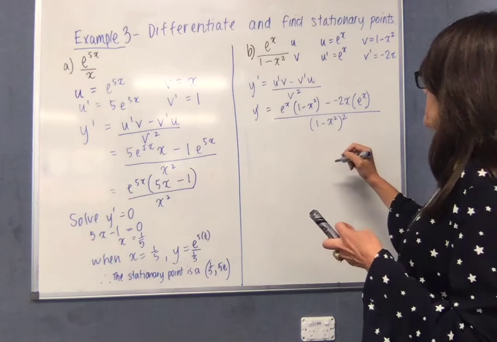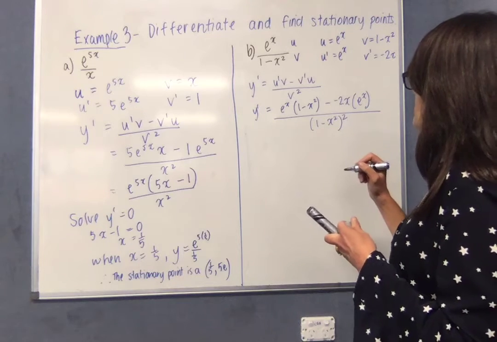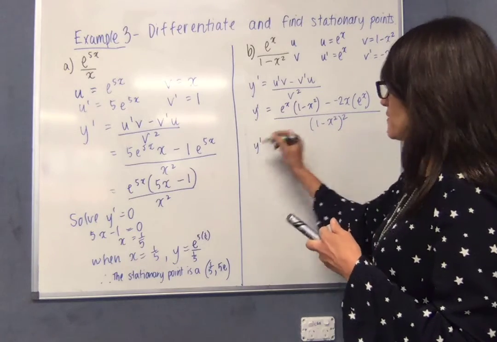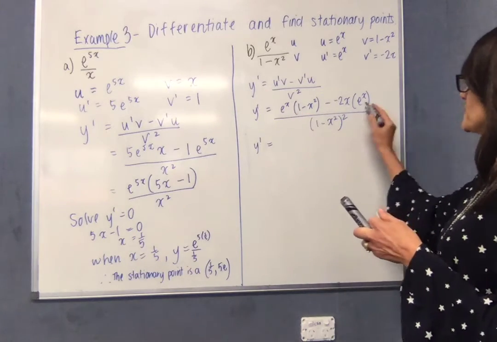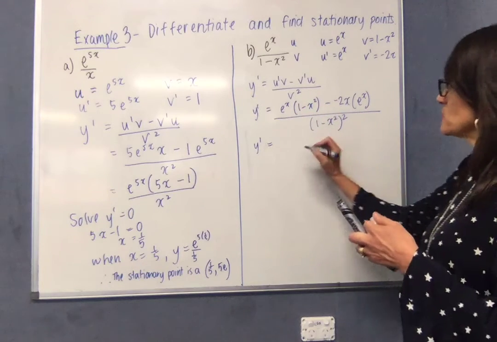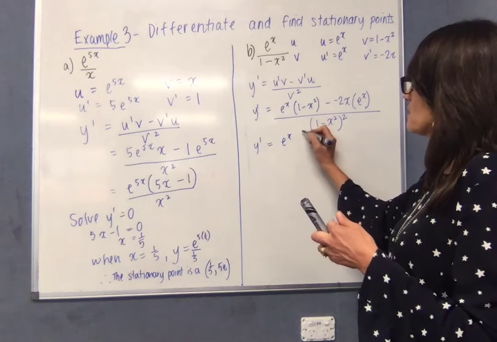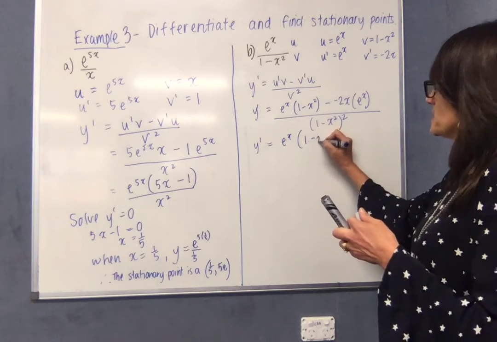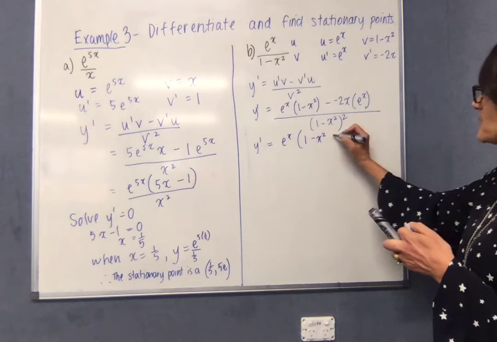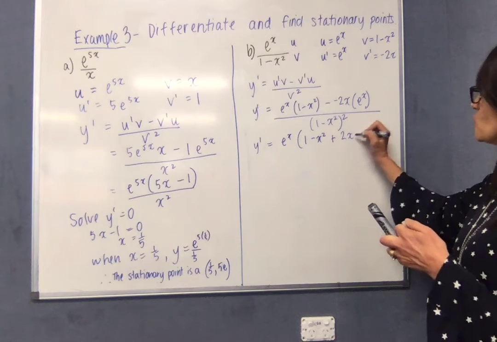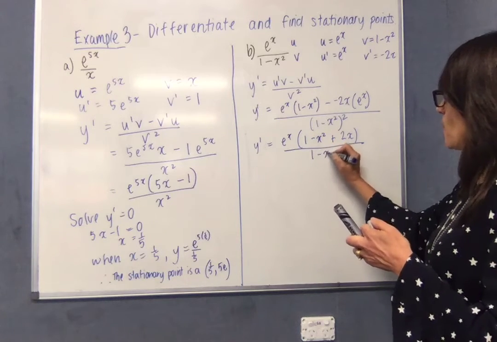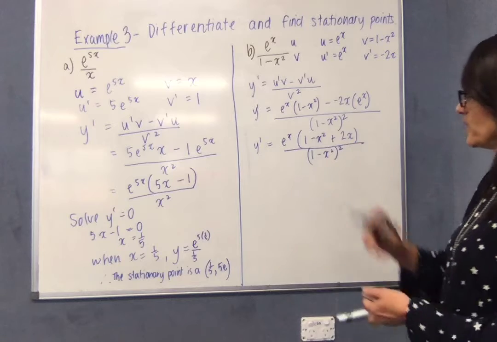Okay, let's again see if we can take out a common factor as we have previously in our examples, and you can see that we've got this e to the x as a common factor of both terms, so we'll take that out, and then we've got 1 minus x squared, and then minus negative 2x becomes plus 2x all over our denominator 1 minus x squared.